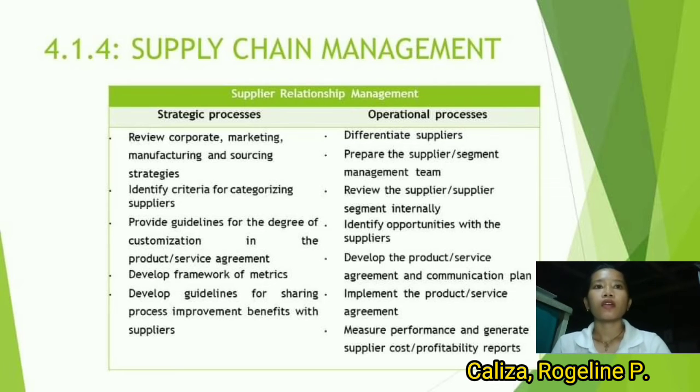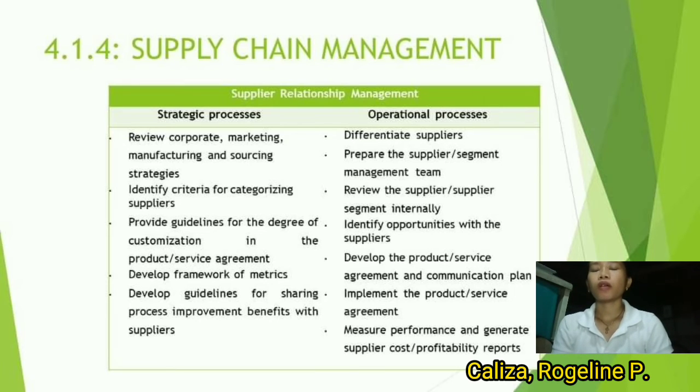In the operational processes, differentiate suppliers is to identify suppliers to give the best service to the customers. Prepare the supplier or segment management team is to improve the delivery of products. Review the supplier or supplier segment internally is to ensure higher reviews of the supplier and good feedback from the customer about your service and products. Identify opportunities with the suppliers is to identify the potential of the supplier to equal that of the retailer, for good negotiations to manage a business.